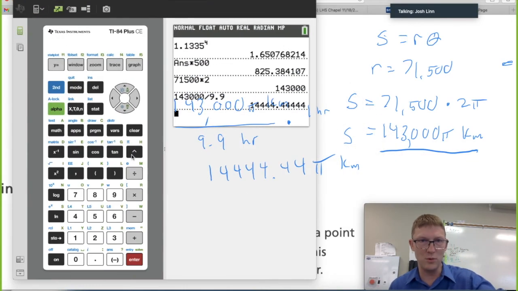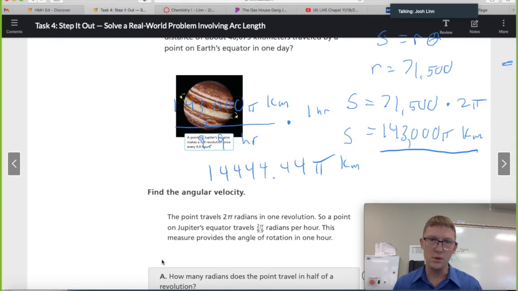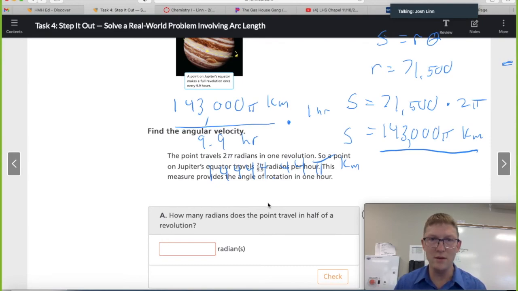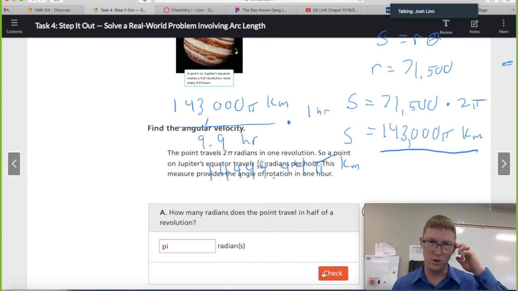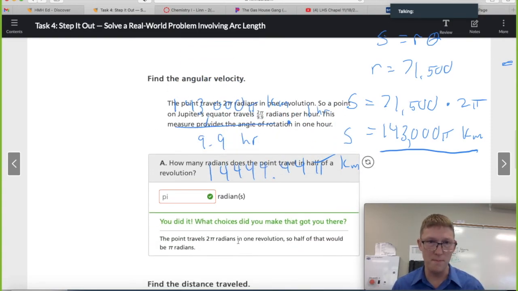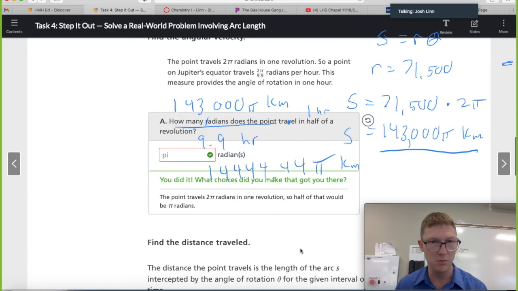I'm sure they have some questions for us to answer. So let's see what they got for us. So how many radians does the point travel in half of the revolution? So if it goes all the way around is 2 pi, so this would be 1 pi. I wonder if that will work. Oh, it does, okay. So when typing, you can type pi, and that's the same thing as the symbol pi, FYI.